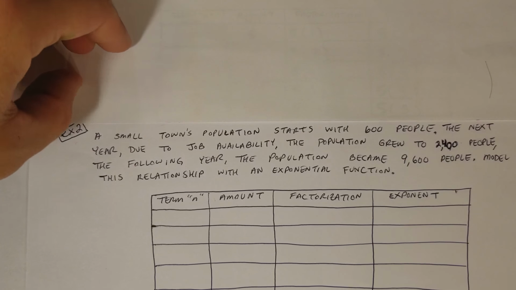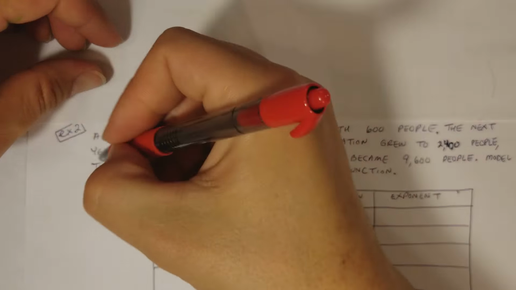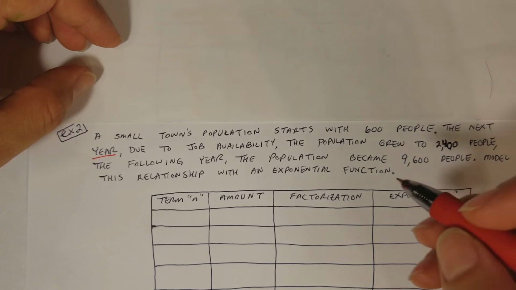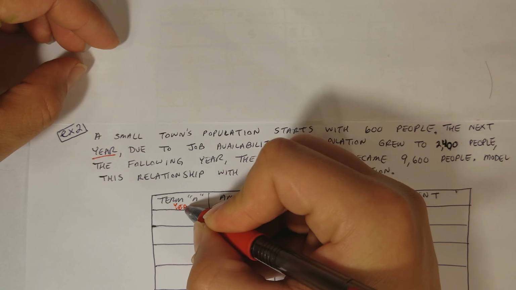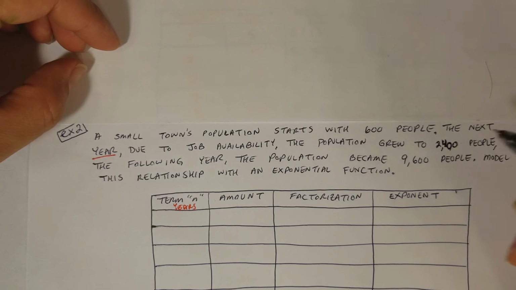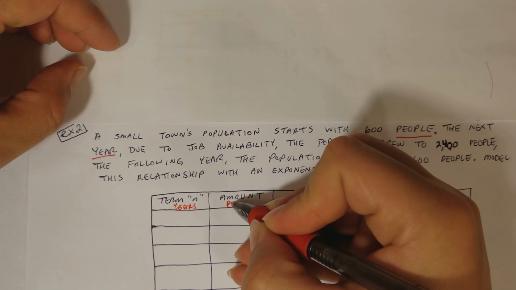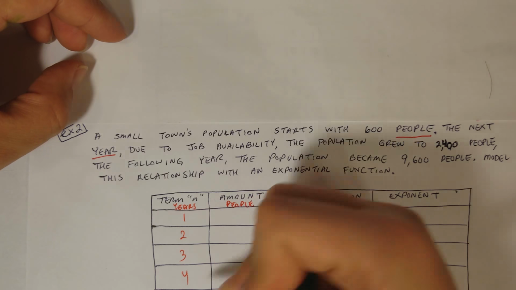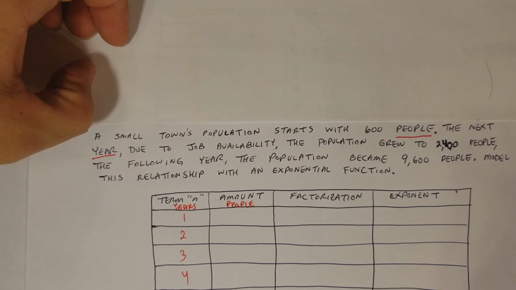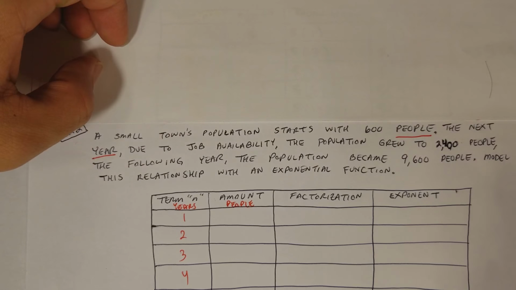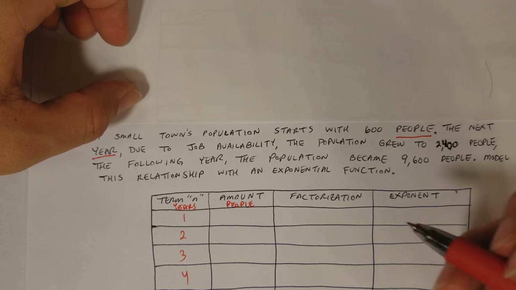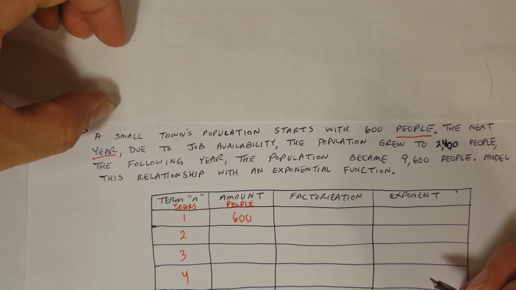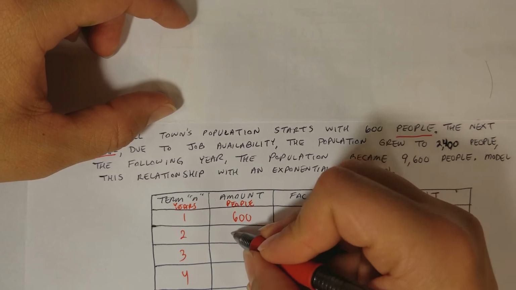So in this case, we're talking about years, right? So term, years, so this will be years. And then the amounts, we're talking about people. So I'm going to write people right in here. So year 1, year 2, year 3, year 4, year 5. And then we have to figure out how many people we have corresponding to that year. So initially in year number 1, we start with 600 people. Year number 2, the population grew to 2,400.